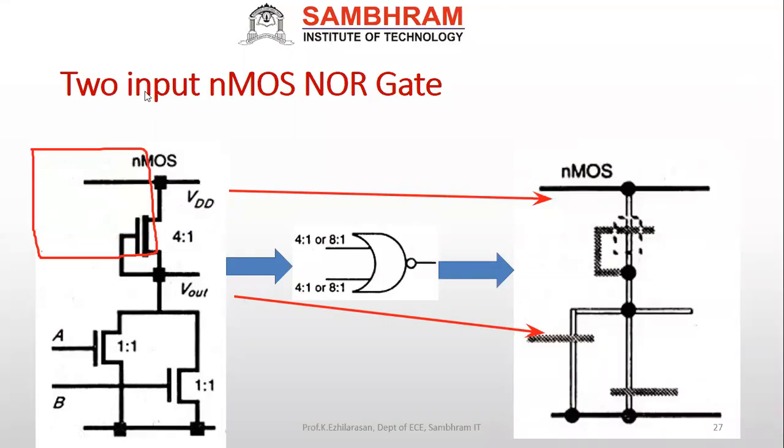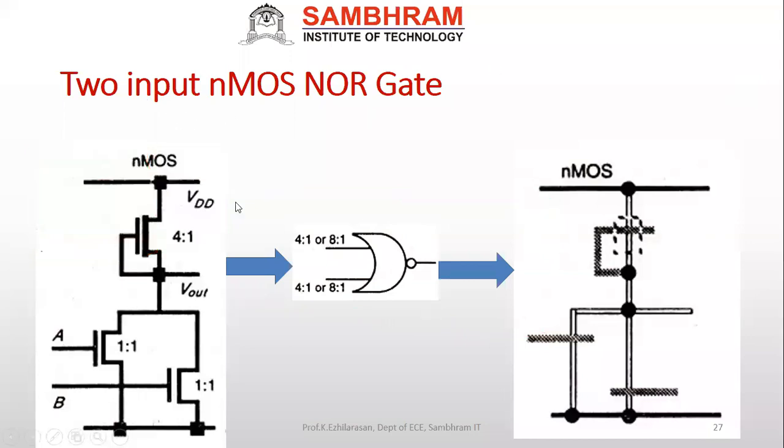Next is the 2 input NMOS NOR gate. This is also the same for NMOS. You can remember now, for the NAND gate, what was the ratio? 1:2. Then this also is 1:2 in the NAND because of the series connection.